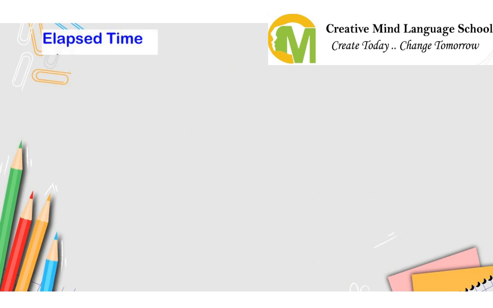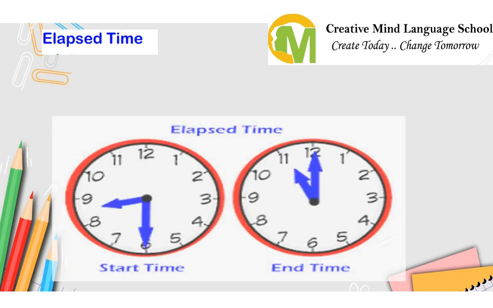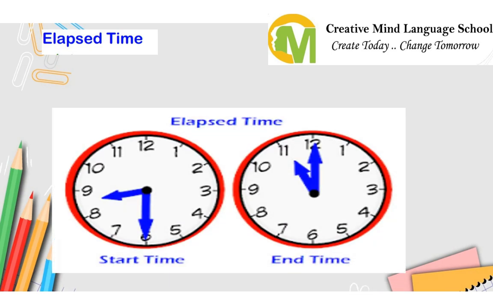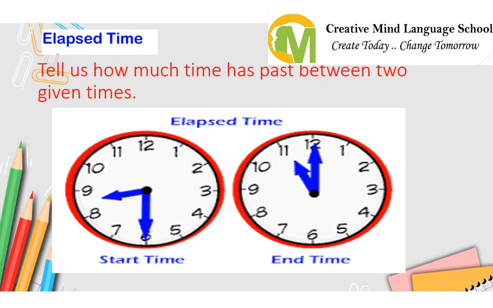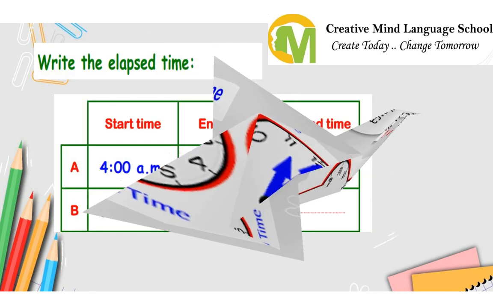When we do any work, we have two times, the start time and the end time. The time between start and the end time is called elapsed time. So the elapsed time tells us how much time has passed between two given times.